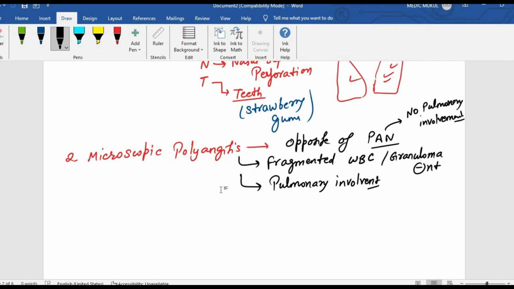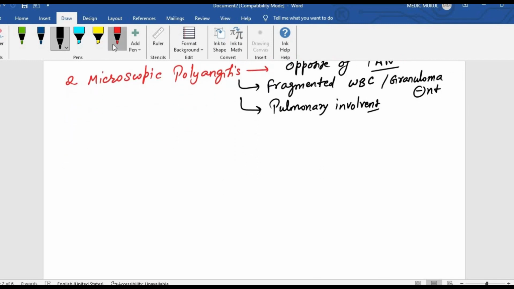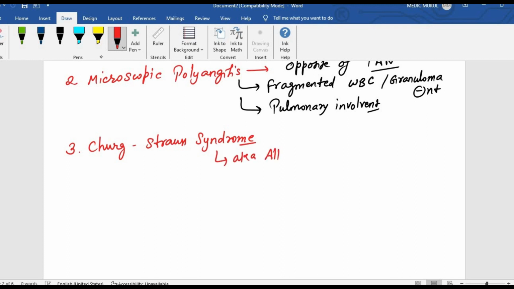The next is Churg-Strauss syndrome. This question is in your booklet. In Churg-Strauss syndrome, remember that this is also known as allergic polyangiitis.